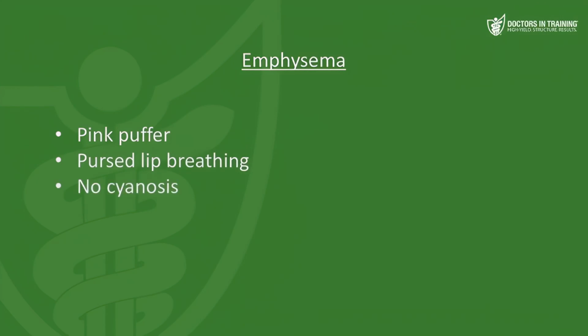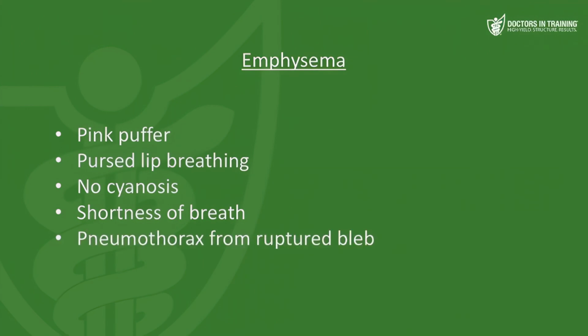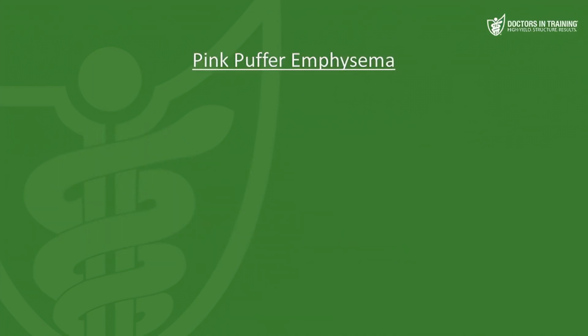Patients with emphysema have a classic feature of a pink puffer. They have pursed lip breathing to prevent airway collapse. They typically do not have cyanosis and actually are very red normally. They have severe shortness of breath and a risk for spontaneous pneumothorax from a rupture of a bleb. Pink puffers with emphysema typically have low DLCO. They have increased compliance because of the loss of elastic fibers in their lungs.